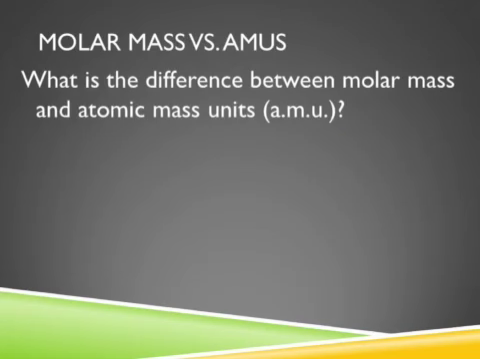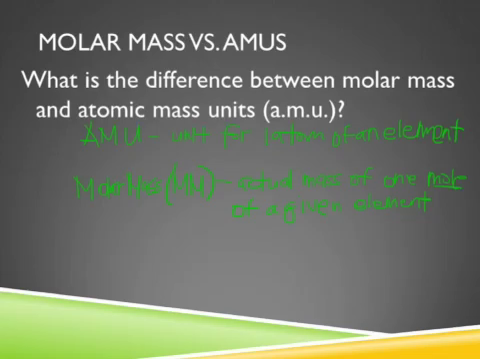Now, you will hear the word molar mass and the abbreviation AMU, or atomic mass unit. I'm just going to give you guys a quick deciphering of which is which. An atomic mass unit, the AMU, is an arbitrary unit given to 1 atom. So it's a unit for 1 atom of an element. And the molar mass, which I like to abbreviate as MM, is the actual mass of 1 mole of a given element.